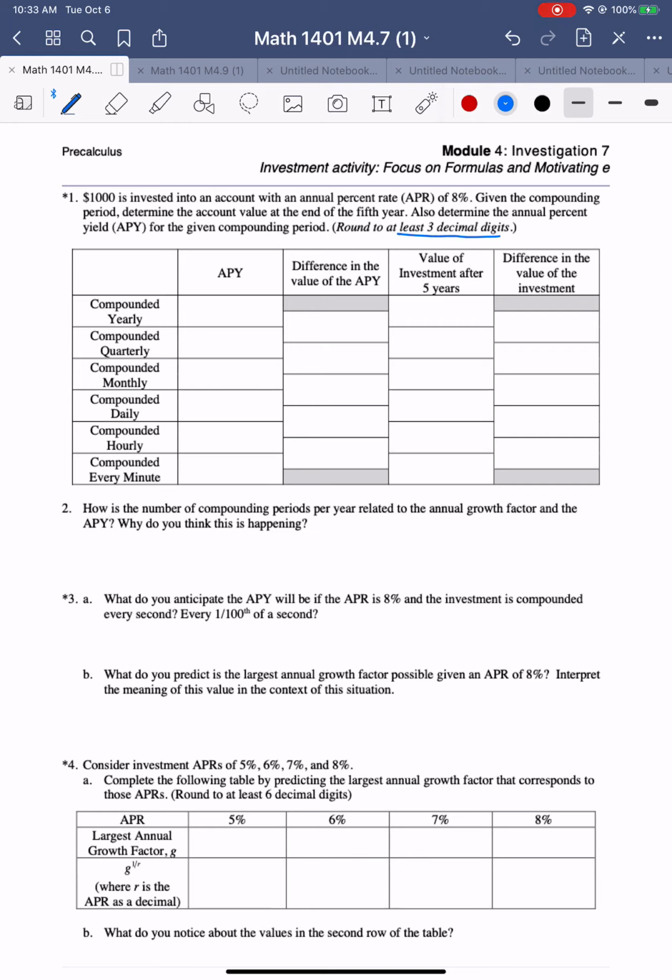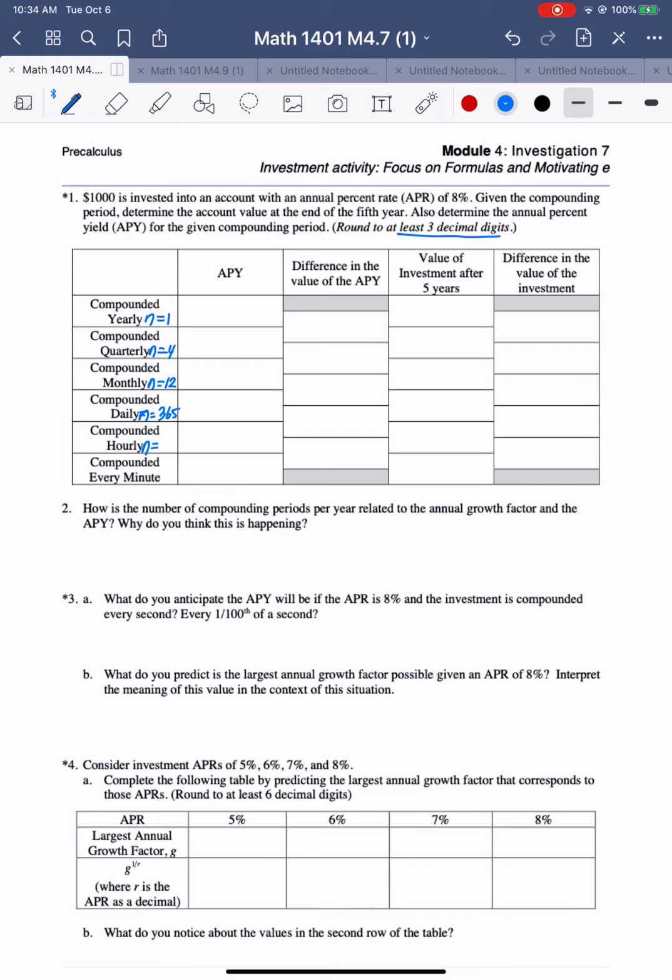All right, so compounding yearly means you get interest every year. Quarterly means you get it 4 times. Monthly means you get it 12 times because there are 12 months a year. Daily means you get it 365 times. And hourly means you need to multiply 365 times 24.